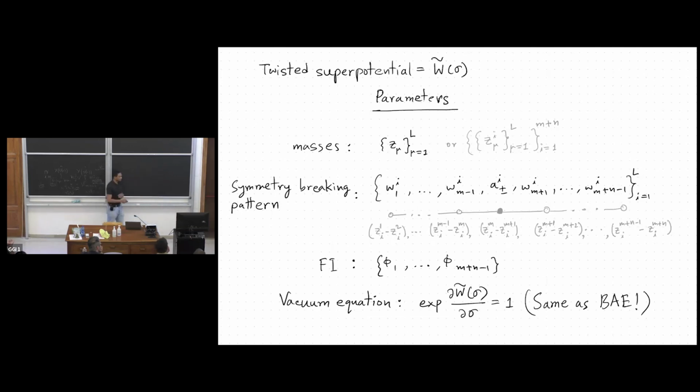And the initial statement of the Bethe-Gauge correspondence comes from the observation that this vacuum equation is exactly the same as the Bethe-Ansatz equations that we saw earlier. So this twisted superpotential coincides with the Yang-Yang functional of an integrable spin chain. Okay.